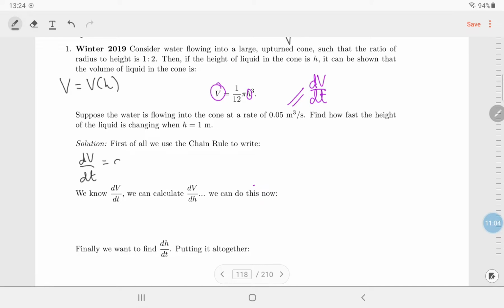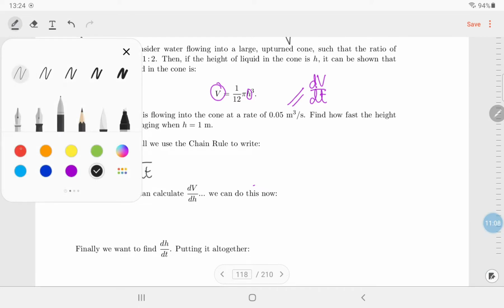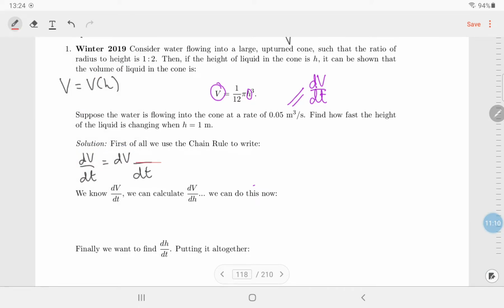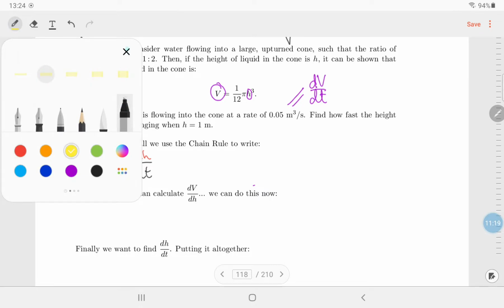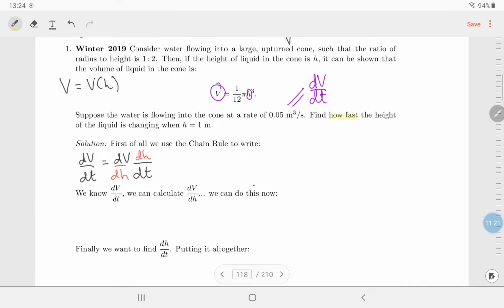So now we spread this out, and now we put in the less complicated thing, which is height. Okay, now one thing is worth pointing out, very important: what are we actually looking for here? Find how fast the height is changing. So this is actually what we're looking for.